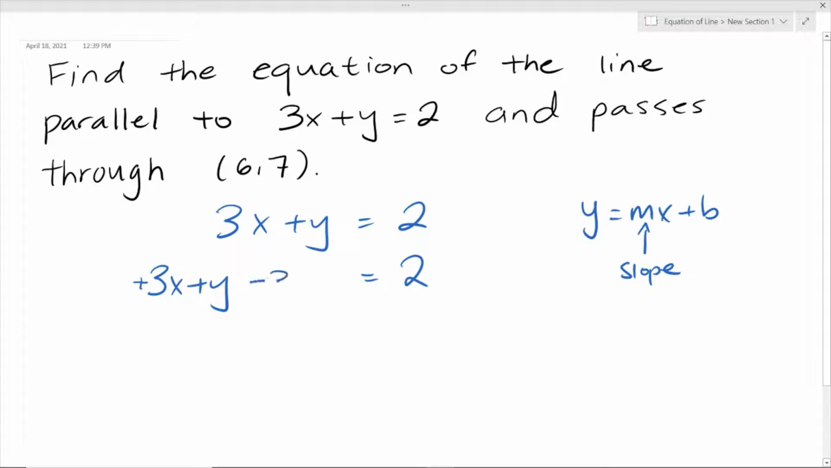So we're going to subtract this 3x on this side, and whatever we do on one side, we must do on the other to balance out the equation. So 3x minus 3x cancels, and it's going to give us y is equal to 2 minus 3x. Now, we want the equation in the form y equals mx plus b, and mx comes first, so something times x. Our x is in the second term. So why don't we rearrange this?